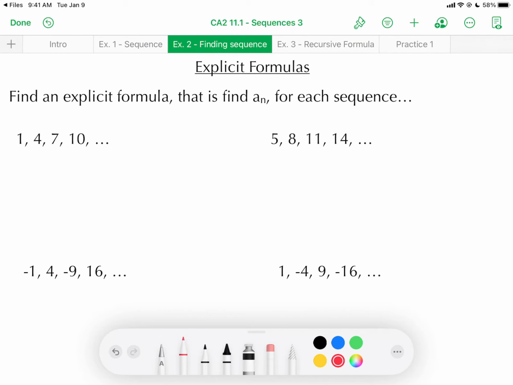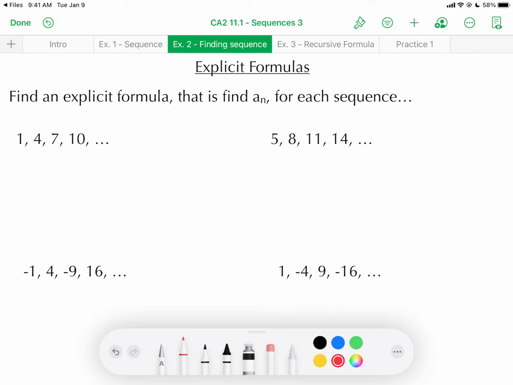Okay, now let's kind of go in the other direction. Here you're given the first 4 terms of a sequence, and you want to come up with an explicit formula. That is, find a sub n for each sequence. So let's say my first 4 terms are 1, 4, 7, and 10. Notice there's a pattern there, right? To go from 1 to 4, from 4 to 7, from 7 to 10, what am I doing? You're adding 3 each time.